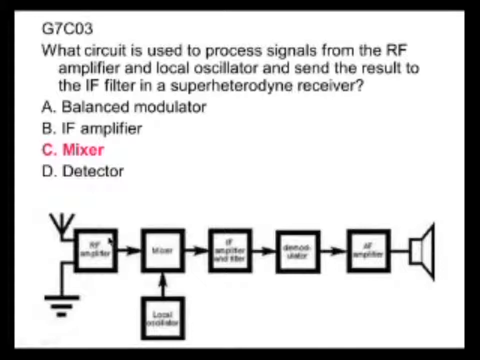Okay, here's the RF amplifier. We have signal coming in through the antenna here, being amplified here. Okay, and we have a local oscillator here that's feeding a signal into this device. So the RF amplifier is feeding a signal into this device, and the local oscillator is feeding a signal into this device, and this device is a mixer, which changes the frequency of this signal to the correct frequency for the intermediate frequency amplifier and filter. Okay? The correct answer to that is a mixer.